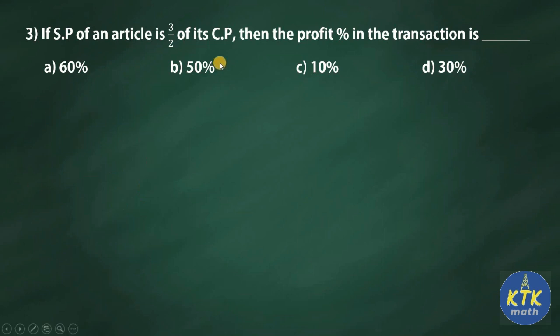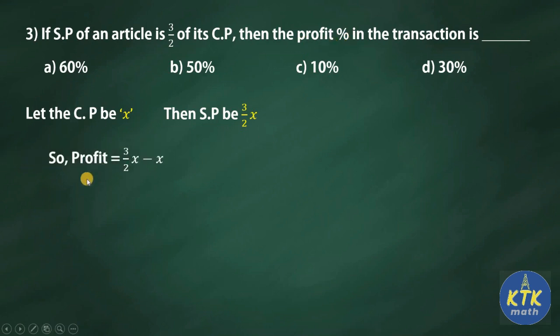Since cost price is not given, I am going to assume it as x. If cost price is x, then selling price will be 3 by 2 x. So selling price is greater than the cost price. It's a profit now. In the question also they gave profit percentage only, so obviously it's going to be profit. So profit is nothing but selling price minus cost price. 3 by 2 x minus x. You can cross multiply and solve this. 3x minus 2x by 2, which implies 1 by 2 x.